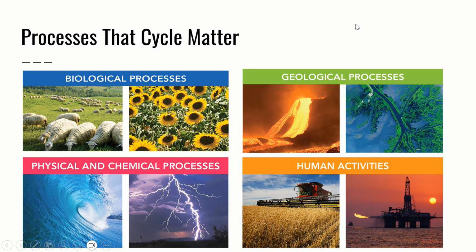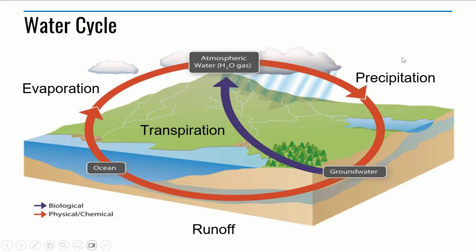We're going to try and divide these processes that are responsible for the cycling of matter into biological processes, geological processes, physical and chemical processes, and human activities. So this color coding that you see labeled here is what you'll see in all the diagrams from the textbook that we'll look at as well.